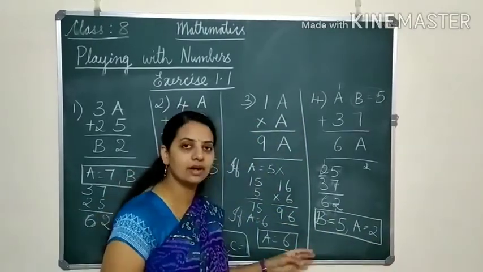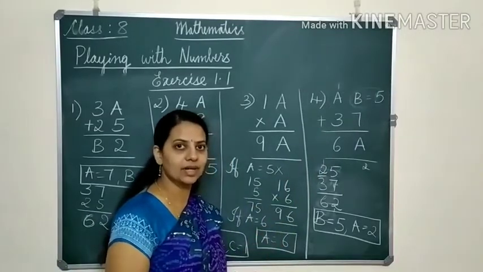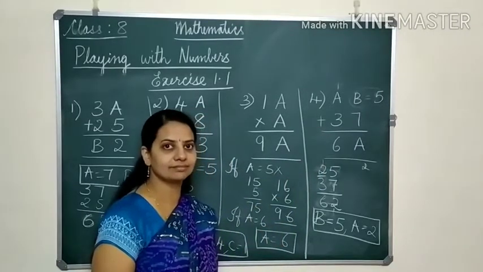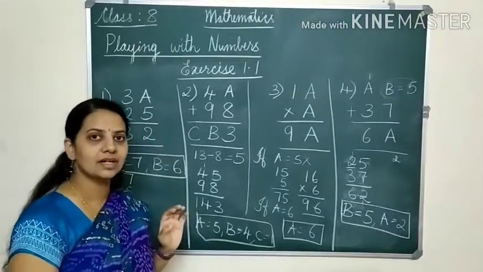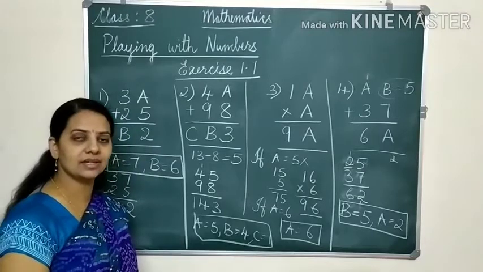Now this is how we have to solve the sum through trial and error method. Okay, understood, children? So far done 4 sums. You have some more sums in your exercise. I want you to do as assignment.